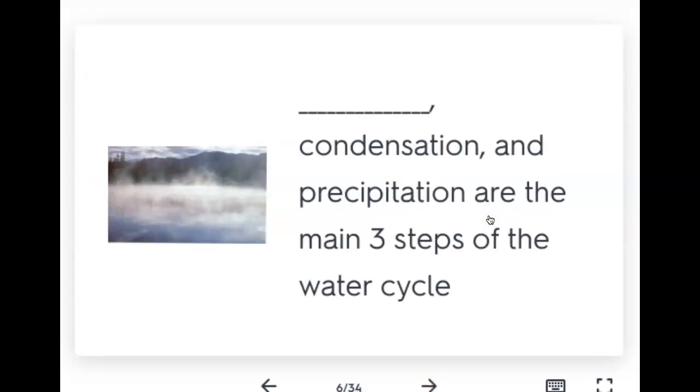Evaporation, condensation, and precipitation are the three main steps of the water cycle. So the water cycle is going to be referring to how water is transferring through the atmosphere and down to Earth's surface and within the Earth. So evaporation, condensation, precipitation are going to be considered the three main steps, although there are other parts of the water cycle like runoff and transpiration, collection. So those things are a part of the water cycle as well.